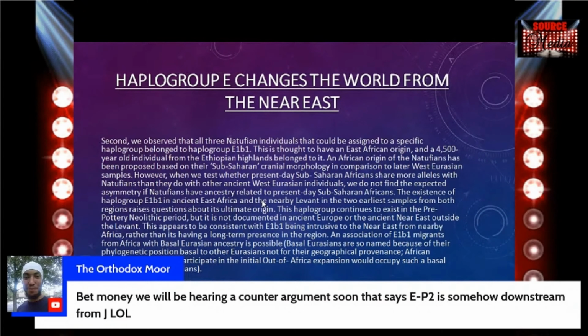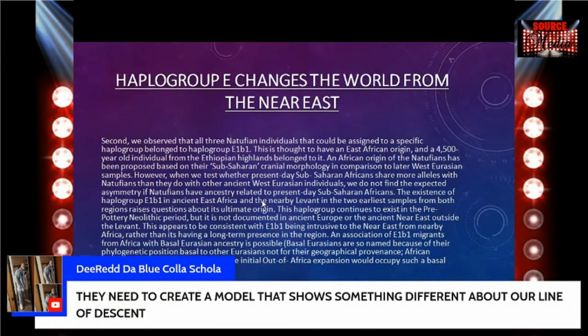However, when we test whether present-day sub-Saharan Africans share more alleles, this is the key word, with Natufians than they do with other Western Eurasian individuals, we do not find the expected asymmetry if Natufians have ancestry related to present-day sub-Saharan Africa. The existence of haplogroup EP2 in ancient East Africa and the nearby Levant in the two earliest samples from both regions raises questions about its ultimate origin.